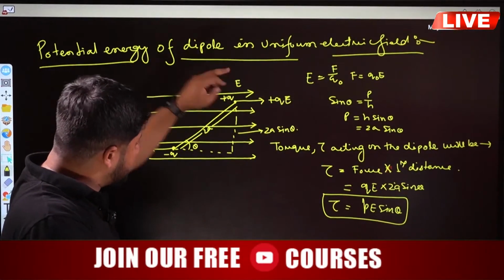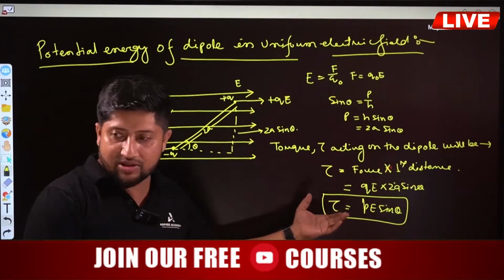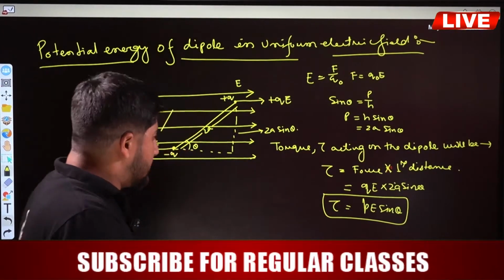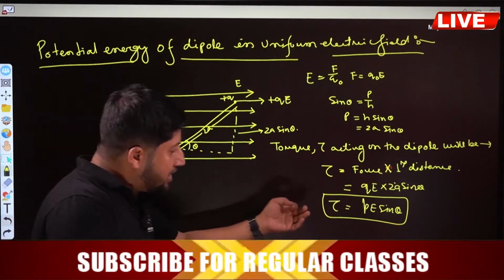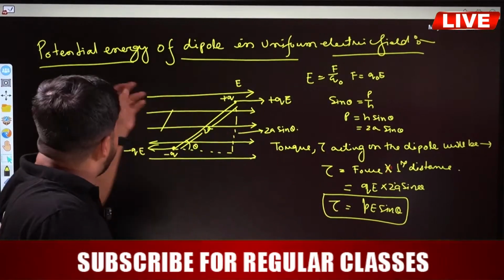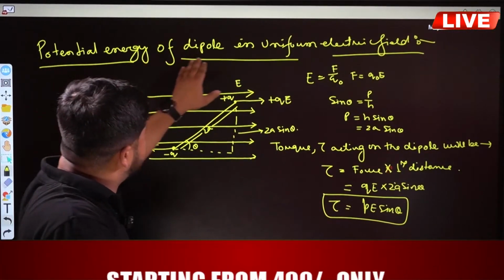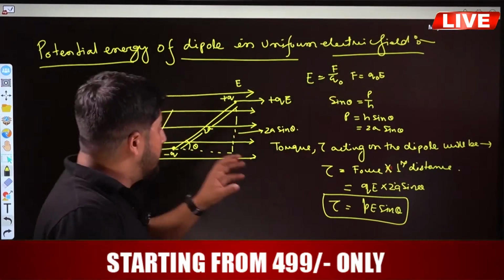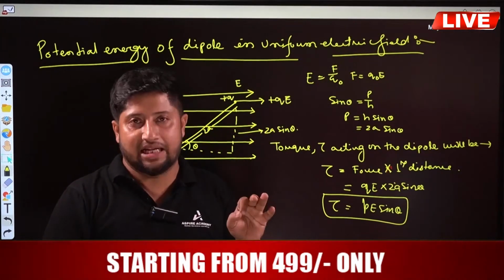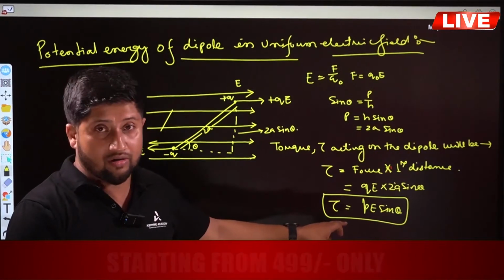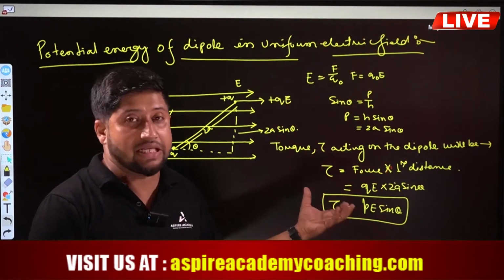If you rotate this one, what torque is created? It is equal to pE sin theta. We are assuming that, but our aim is to calculate the potential energy of a dipole in a uniform electric field. Our aim is to calculate the potential energy, not the torque. So how can we calculate the potential energy?